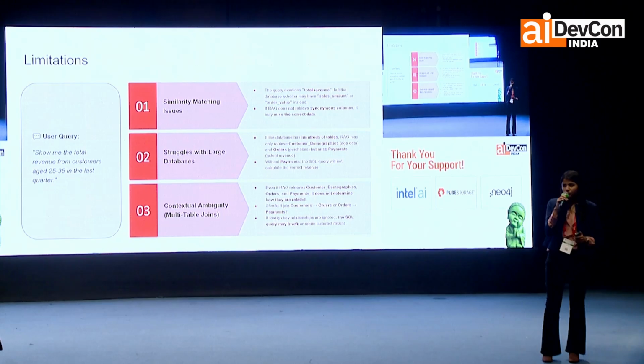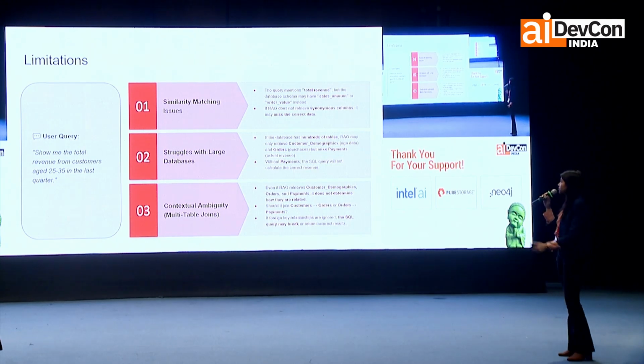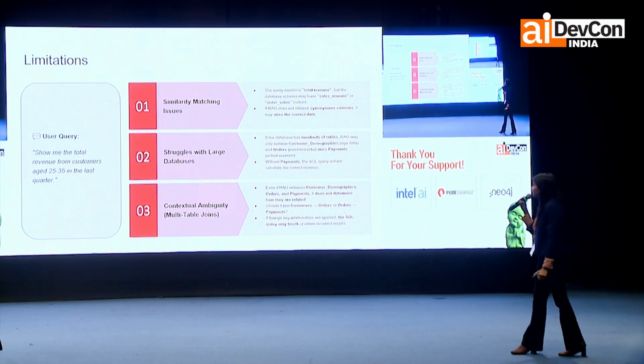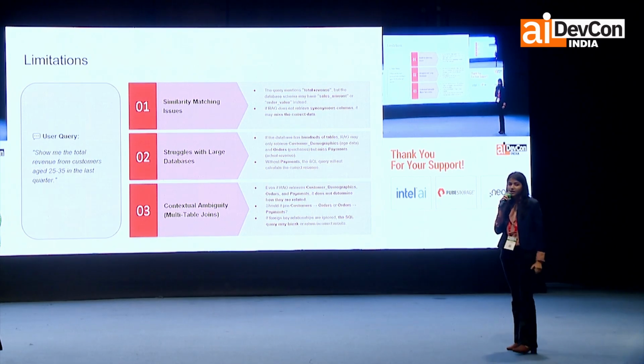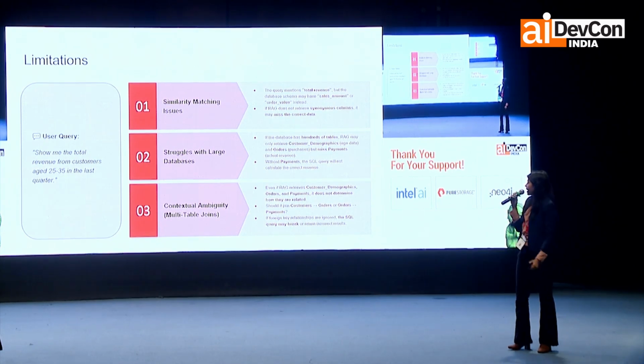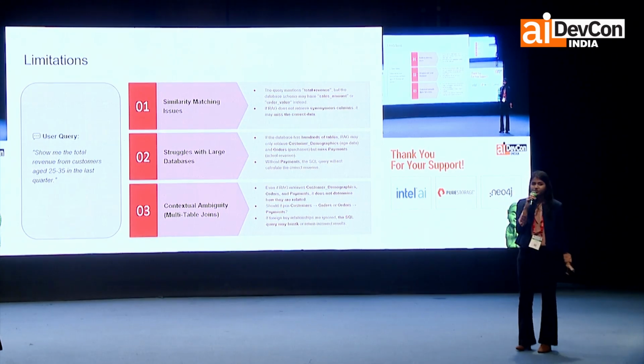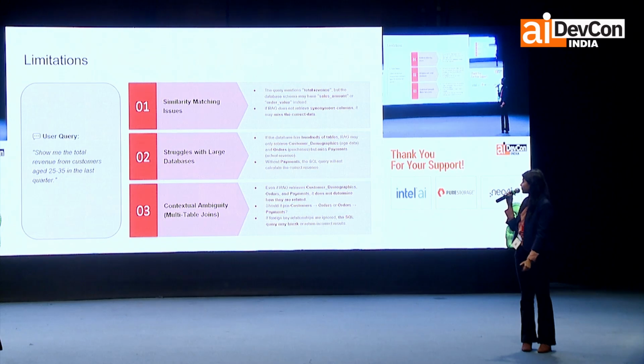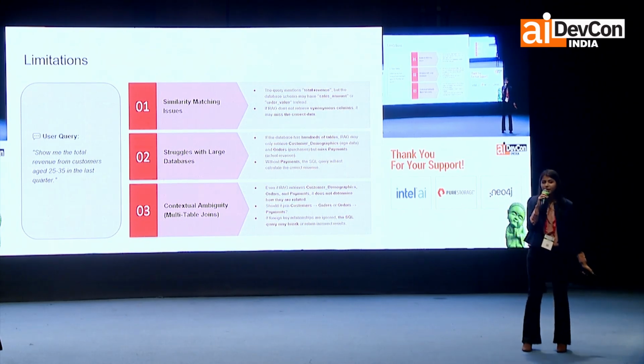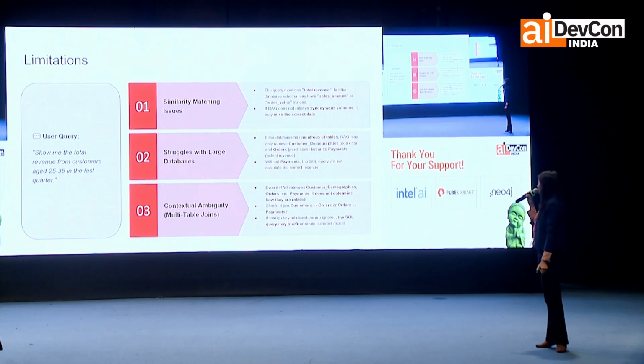I use the RAG approach. I ask this query: show me the total revenue from customers aged 25 to 35 in the last quarter. In the RAG approach, this query first goes to the vector database, where I have already embedded my database schema. It will try to fetch the relevant tables and columns. What if I don't have a table or a column with the name total revenue? What if my column names are sales amount and order value?